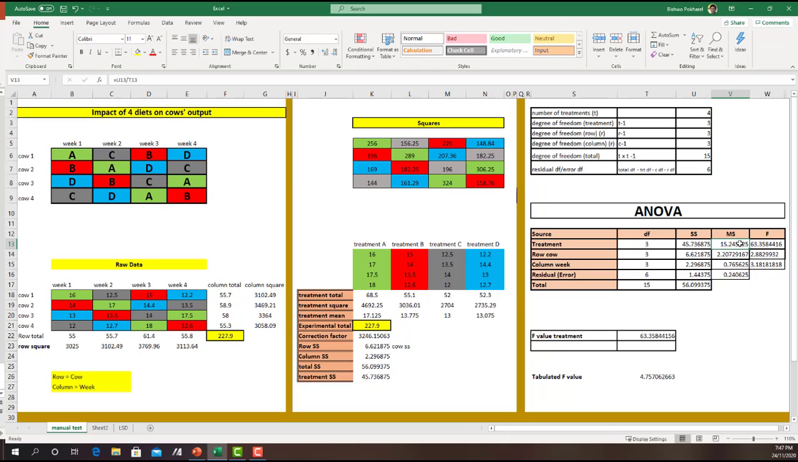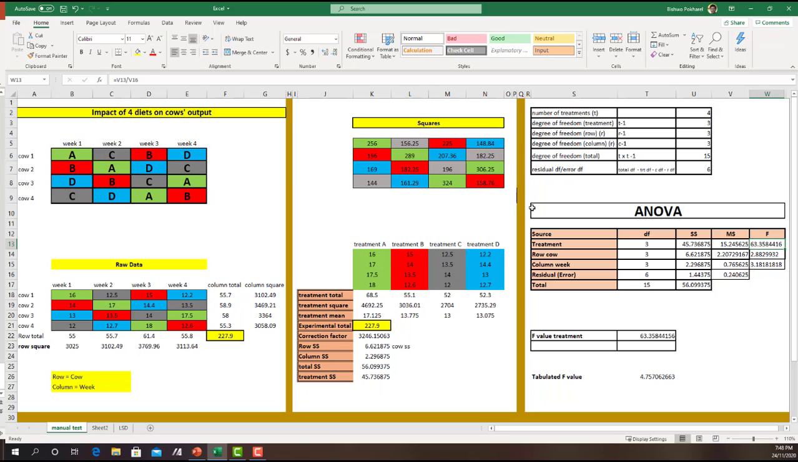And then this is a mean sum of square for treatment, which is basically treatment sum of square divided by degree of freedom, and that is a mean sum of square for row. That is again the same, row sum of square divided by row degree of freedom, and then again that is column mean sum of square, which is column sum of square divided by degree of freedom, and that is residual mean sum of square, which is residual sum of square divided by degree of freedom. And then finally this is the F value for treatment, and we are only interested in the F value for treatment because we want to see whether the treatments are different from each other.